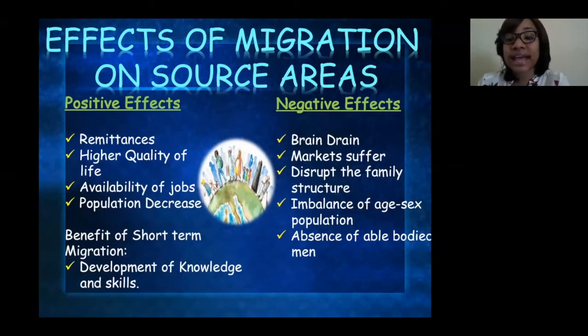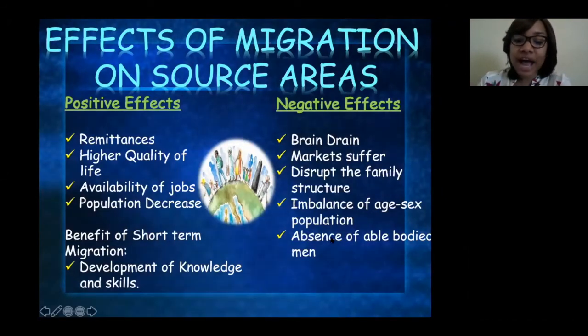Let's look at some of the negative effects. For the source areas, you're going to have brain drain. Your markets are also going to suffer. You're going to have a disruption in the family structure. It's also possible that you can have an imbalance of the age-sex population. I hope you remember what the age-sex population is. And last but not least, you have the absence of able-bodied men. So let's go over each one of these.